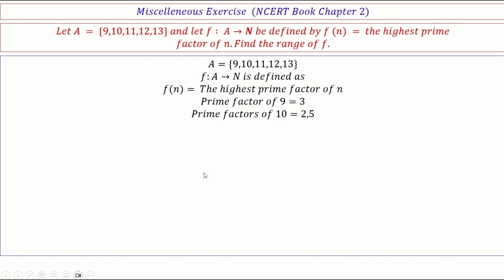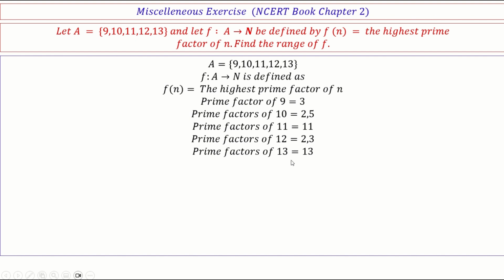So 9 comma 3. The prime factors of 10 are 2 comma 5. 10 is not a prime, so 5 is the highest one. The prime factors of 10 are 2 comma 5, but the highest is 5. And the prime factor of 11 is 11 only. For 12 it is 2 comma 3. Both are possible. The prime factor of 13 is 13.